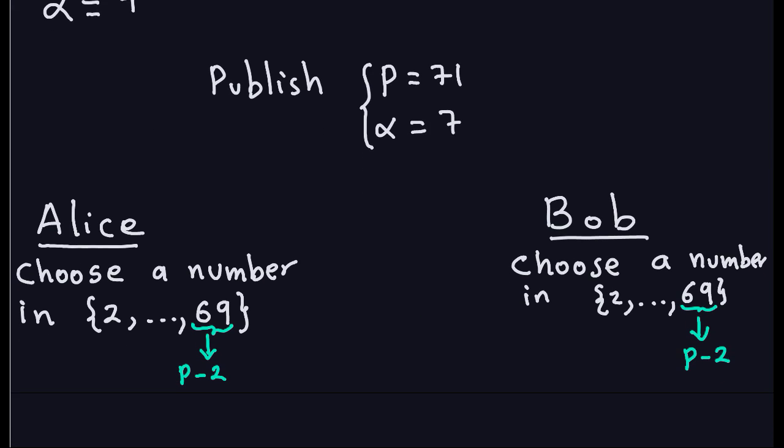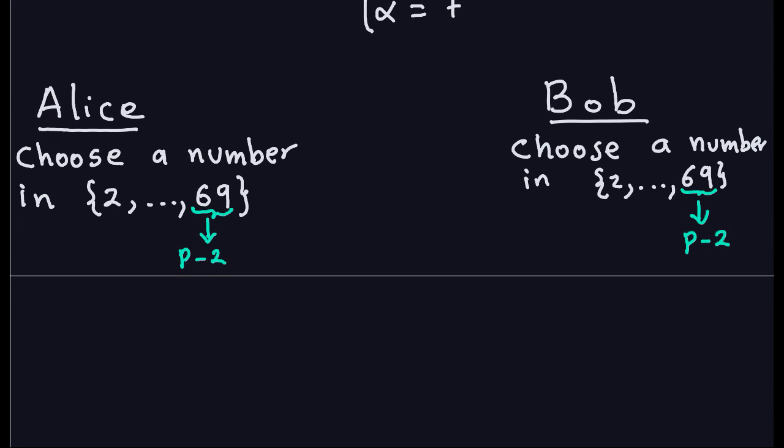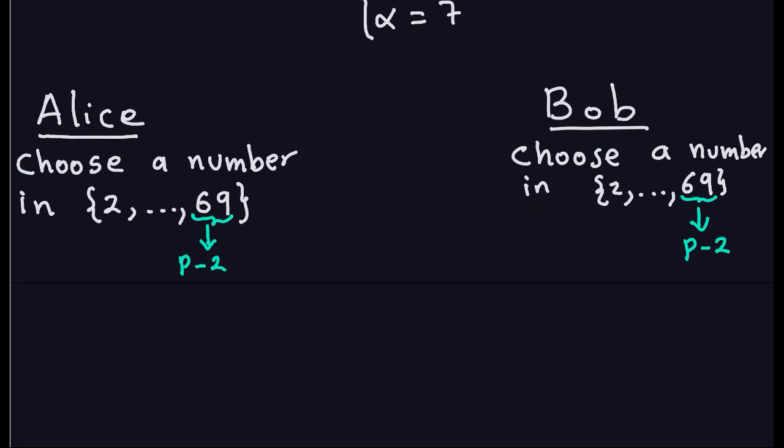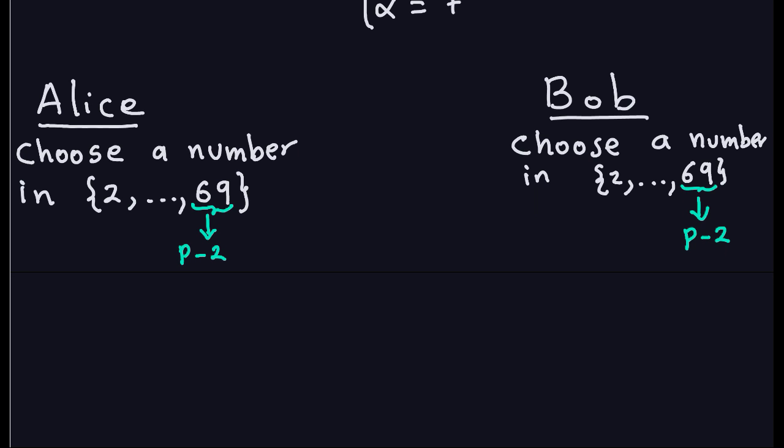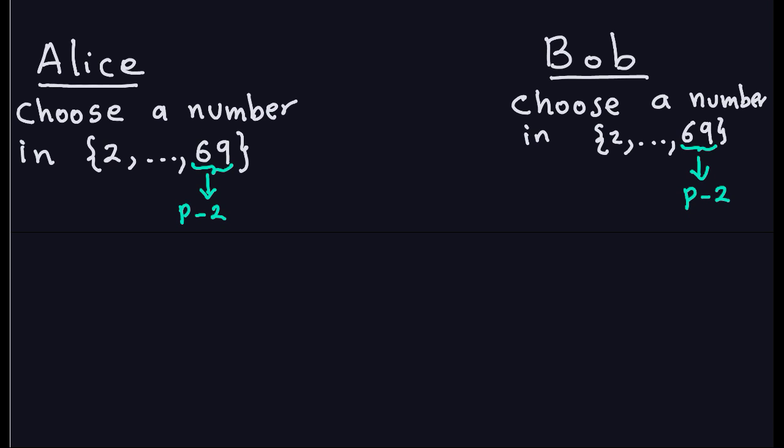So let's see how Alice and Bob go about doing the key exchange using the Diffie-Hellman protocol. As we did in the general case, Alice is going to choose a random number between 2 and 69 in this case, which is p minus 2. It is always between 2 and p minus 2. Now this is 69 because our number is 71. And Bob is going to do exactly the same thing. We are calling the number that Alice chooses a. Just for the example, let's suppose we choose 49.